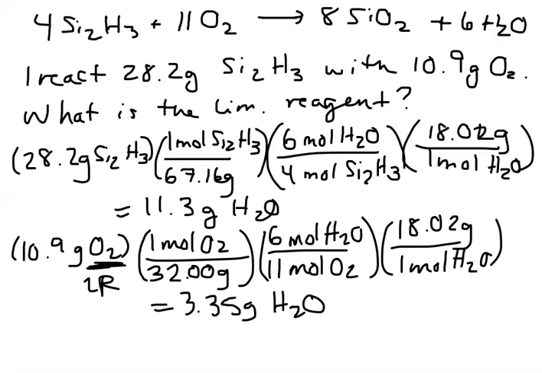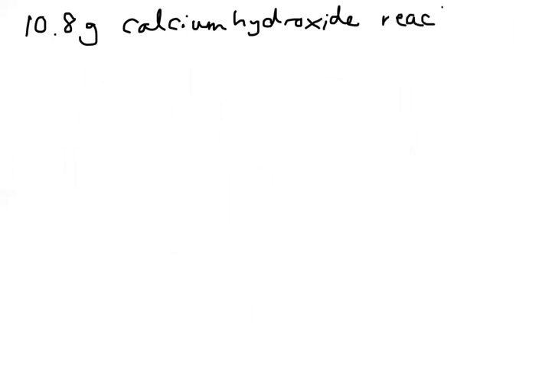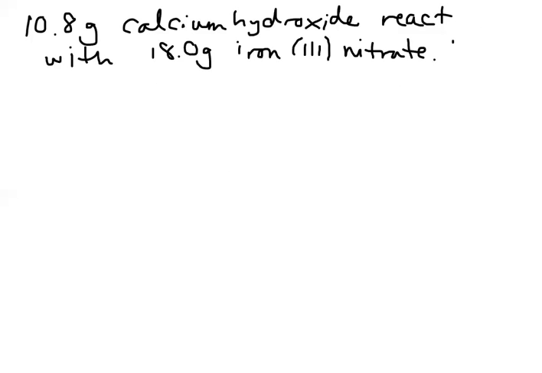I would like you to do some practice. 10.8 grams of calcium hydroxide react with 18.0 grams of iron 3 nitrate. What is the limiting reagent? First, you have to write out the equation and balance it.